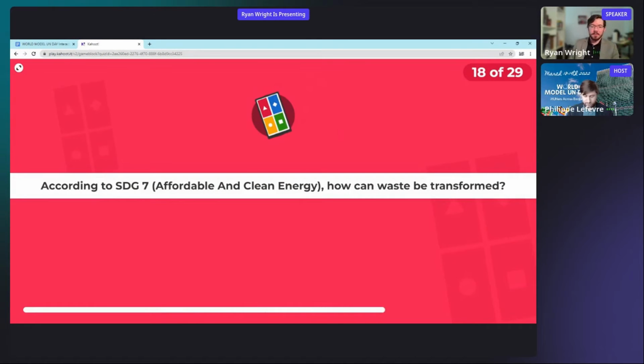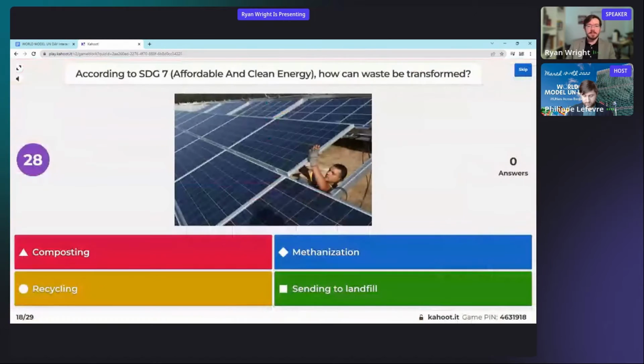Yeah, that's a lot of people. That's 30%. According to SDG 7, how can waste be transformed on affordable and clean energy? And again, this is another multi-select, so there might be more than one correct answer.